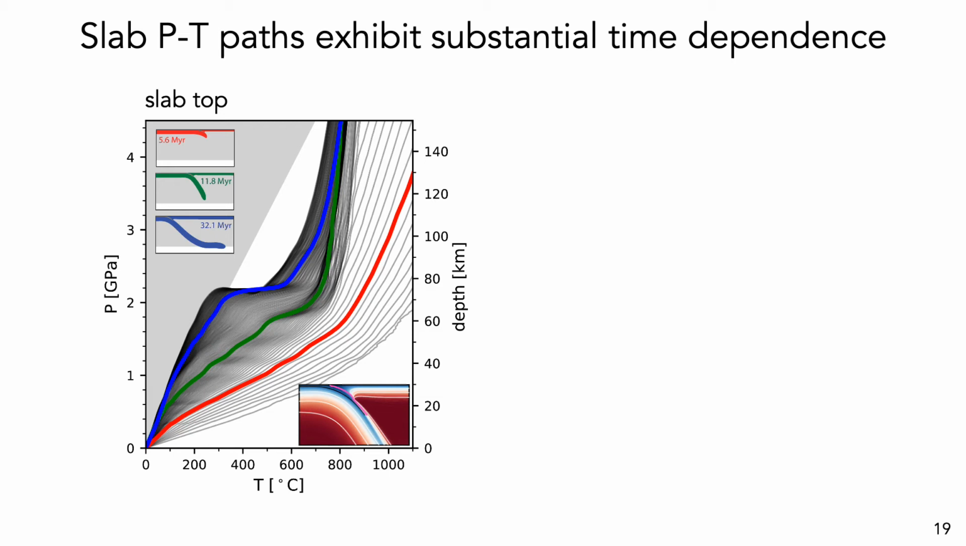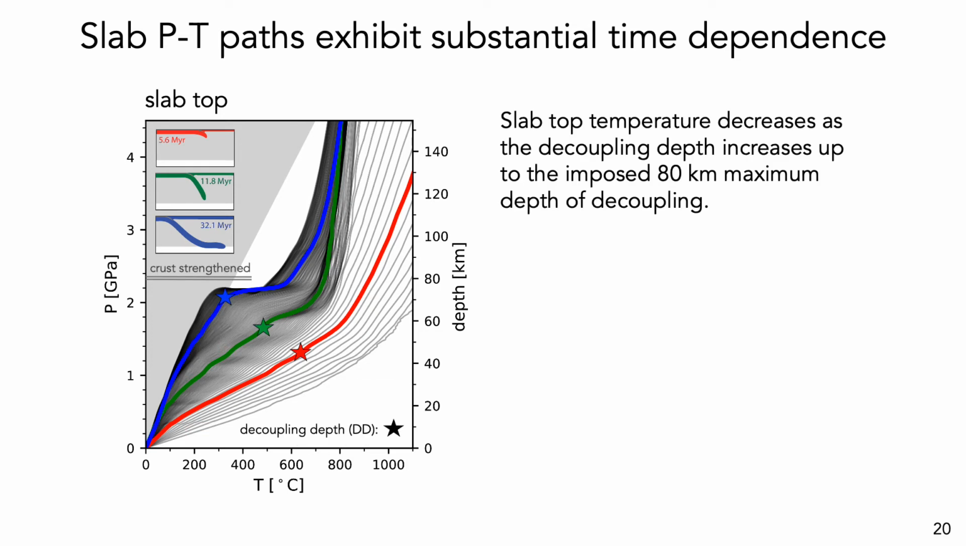I now show the slab top thermal evolution in a slightly different way. Here are the pressure temperature paths along the slab top and how they evolve with time. We have this gradual cooling trend going in this direction as time evolves, with significant time dependence. And then recalling the link between the decoupling depth and the slab top temperatures, I also overlay the decoupling depth on these three highlighted phases.